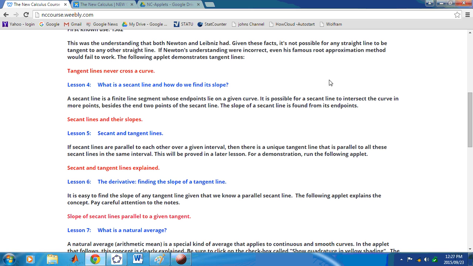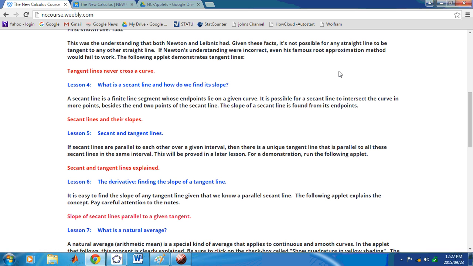I am John Gabriel. In the previous lesson we discussed what a tangent line is and how it is defined. Now in this lesson, which is lesson 4, we're going to discuss what a secant line is and how to find the slope of a secant line.